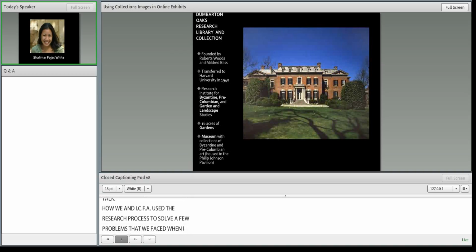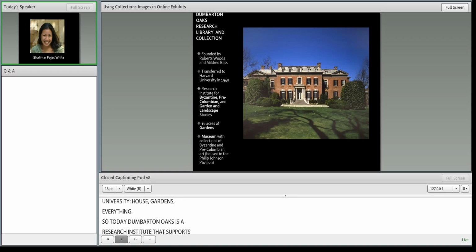Just for a bit of background, Dumbarton Oaks is located in Georgetown in Washington, D.C., on a property that was once owned by Robert and Mildred Bliss. In 1940, the Blisses deeded the entire property to Harvard University, house, gardens, and everything. Today, Dumbarton Oaks is a research institute that supports scholarship in 3 very distinct fields: Byzantine, pre-Columbian, and garden and landscape studies, a true home for the humanities as the Blisses intended Dumbarton Oaks to be.